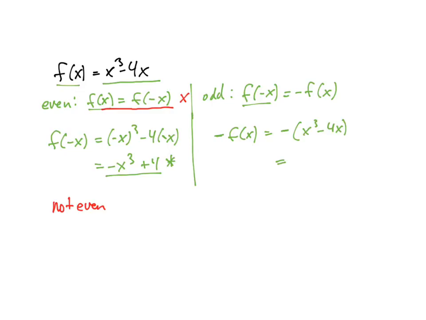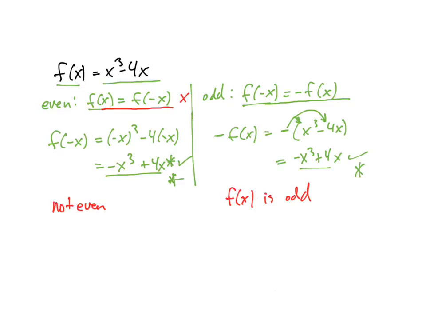And what we'd have when we distribute that negative is negative x cubed plus 4x. And what do you say? This is equal to this. So f of negative x is in fact equal to negative f of x. So because of that, we would say f of x is odd. Sorry, I was stumbling a bit because I forgot to put an x in here. So definitely we see that negative x cubed plus 4x from the left side is equal to over here. So we see that this function is odd.